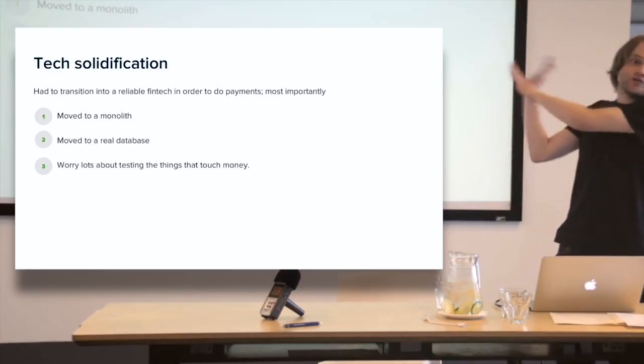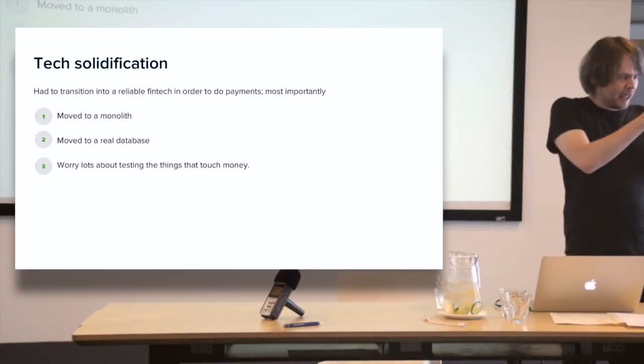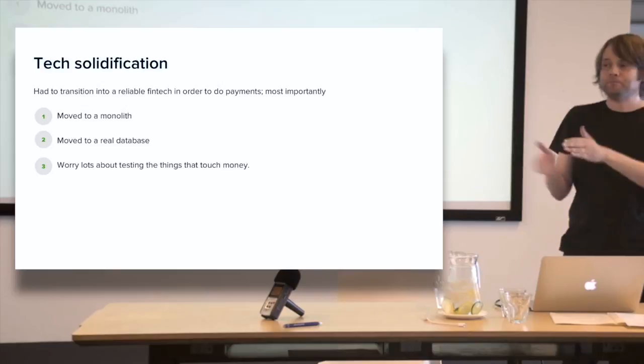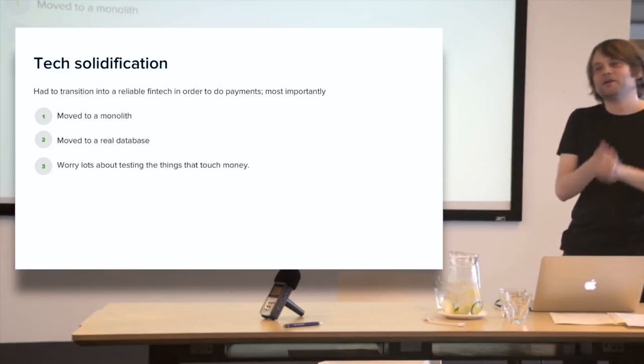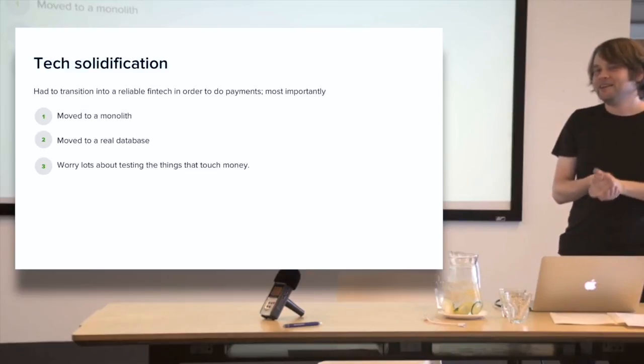And we were obviously also worrying about taking our internal quality levels a notch up. This is like the development practices, being slightly less cowboy, worrying a bit more about writing tests and things like that.